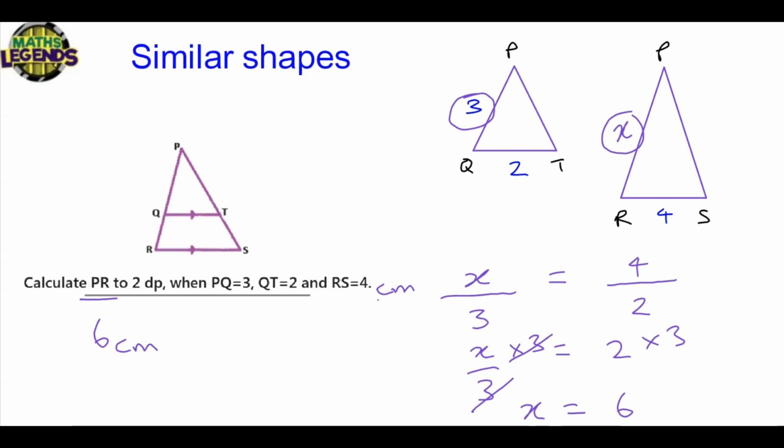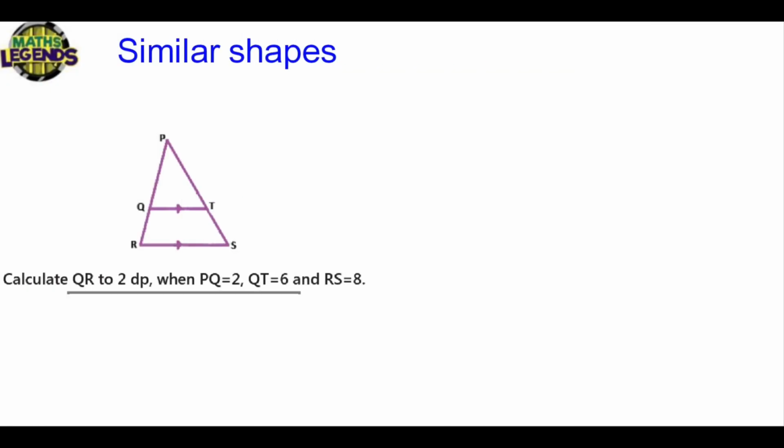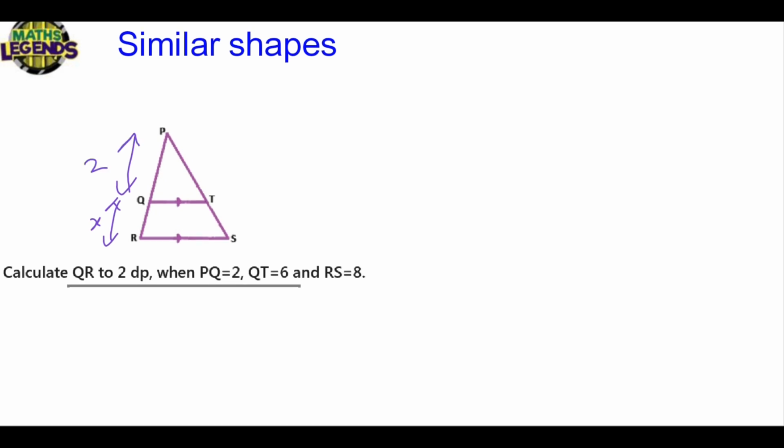Let's look at another example. So here again we have a similar shape, but this time we are asked to work out the length of QR. So call this X. We know that PQ is 2, so this bit here is 2, and QT is 6, and RS is 8. So again, we can draw two triangles.